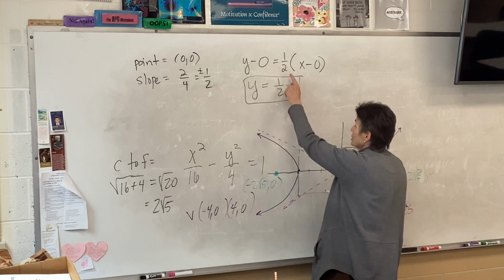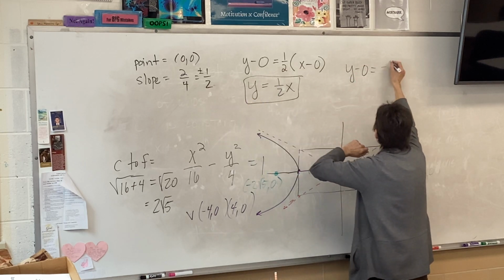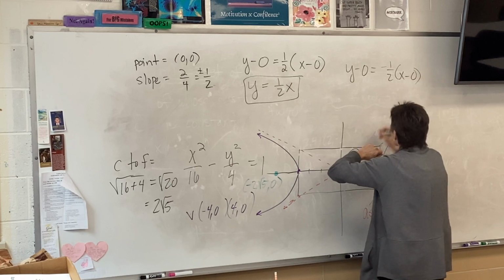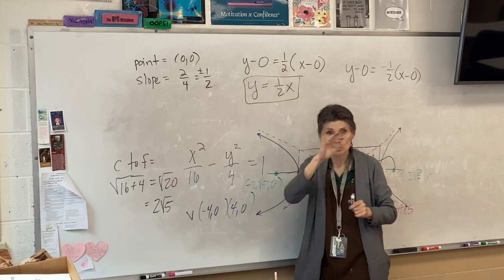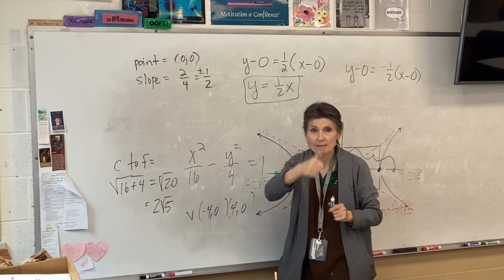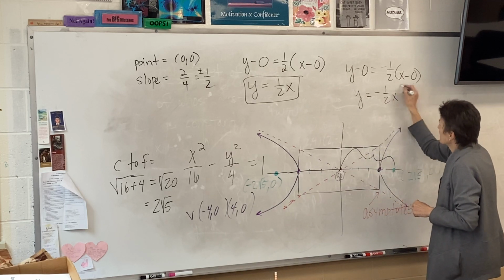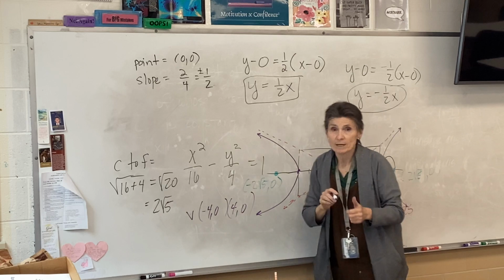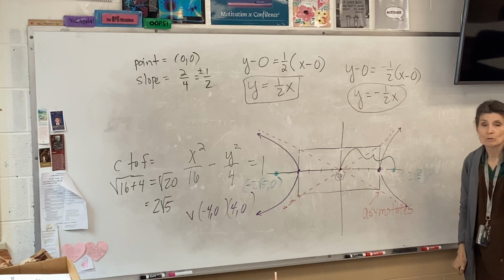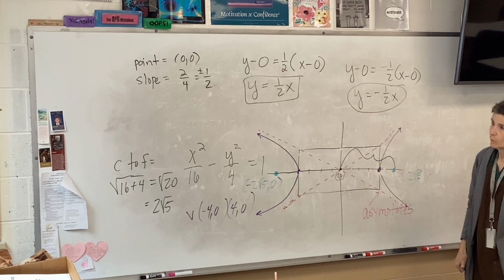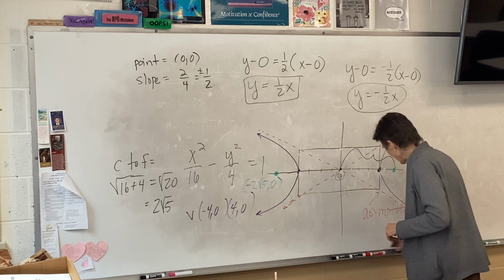The other one, I'm going to use my negative slope, so it'll be y minus 0 equals negative 1/2 x minus 0. So you've got 1 point, 2 slopes, but the slopes are always the same number. One's positive, one's negative. All right, so y equals negative 1/2 x. And there are the equations of my asymptotes. Wow, that was one problem. Whew. All right, that's A. Let's take a look at B.